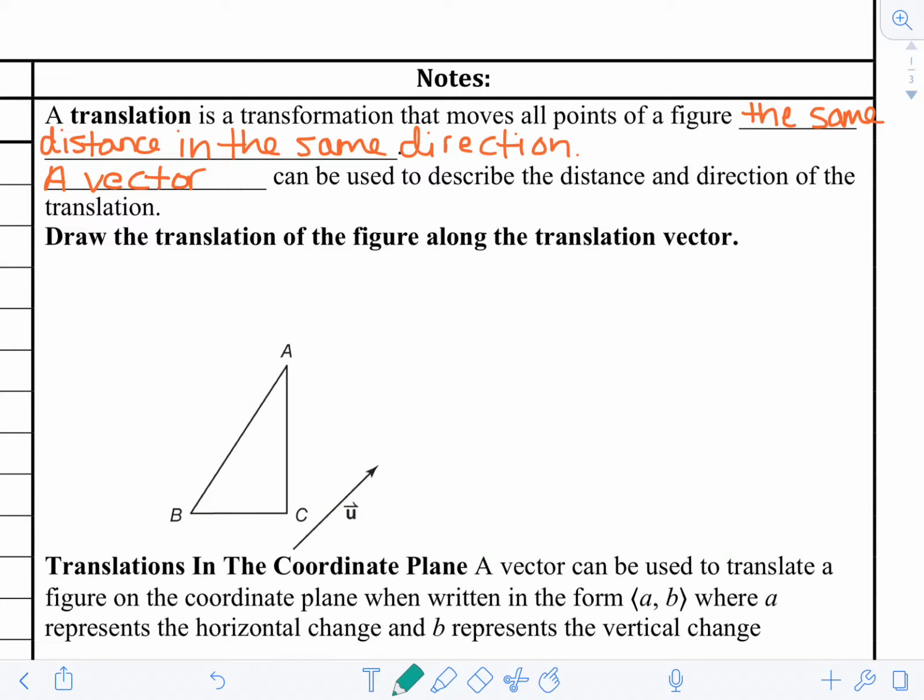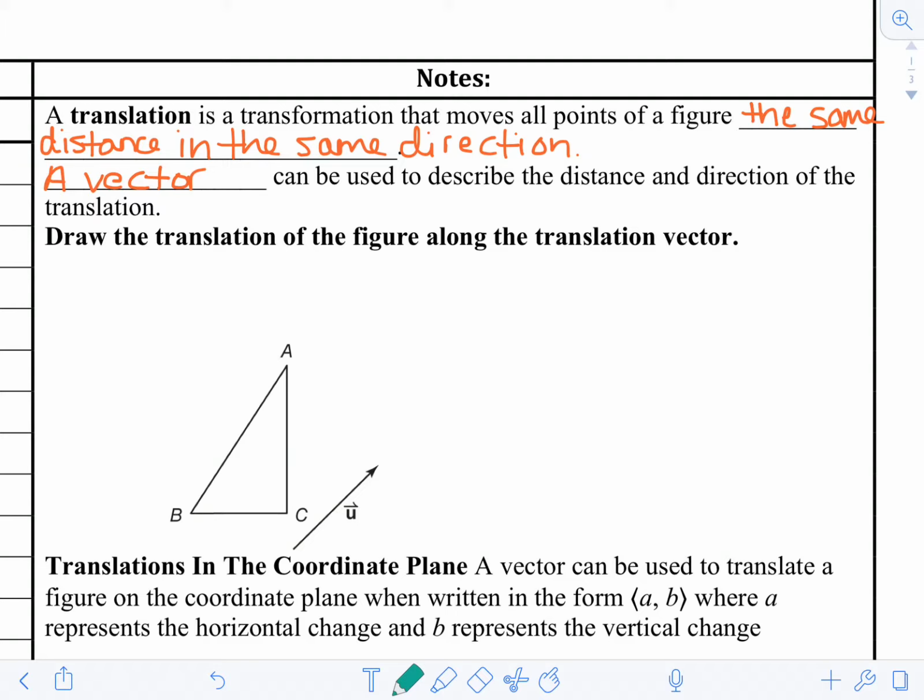All right, this is 9-2. This is your translations. It says a translation is a transformation that moves all points of a figure the same distance in the same direction. A vector can be used to describe the distance and direction of the translation.